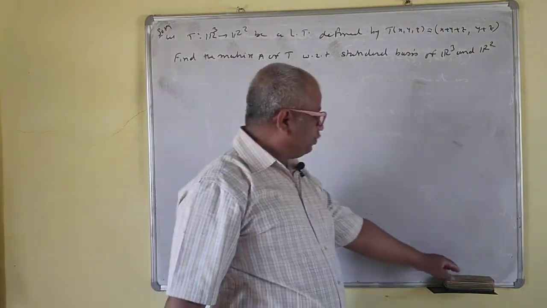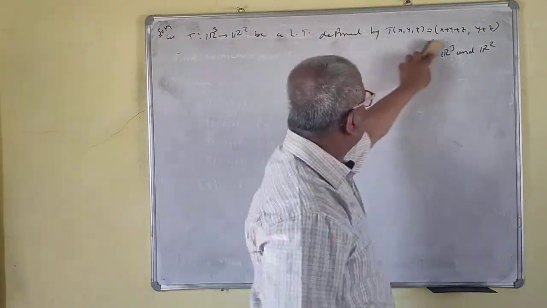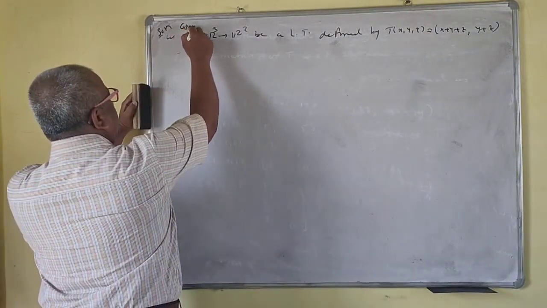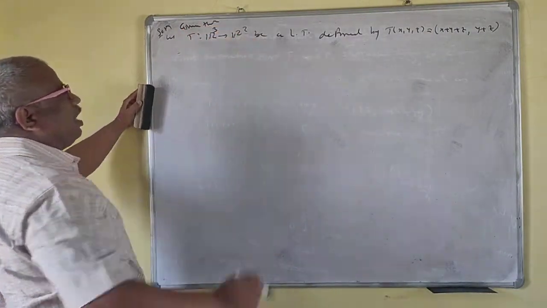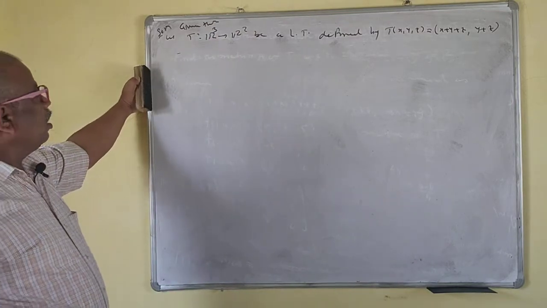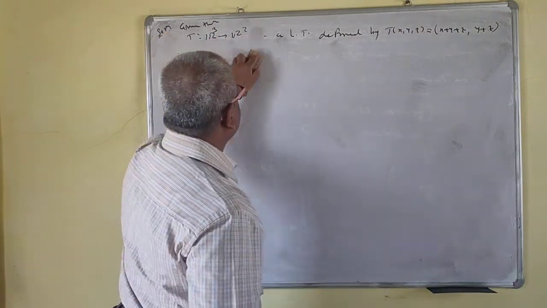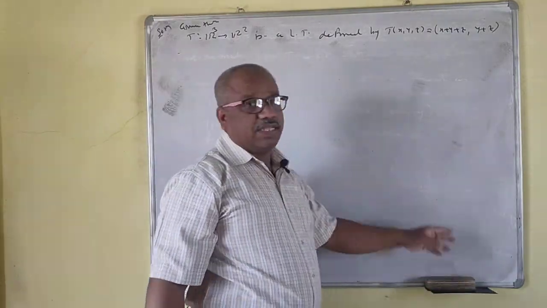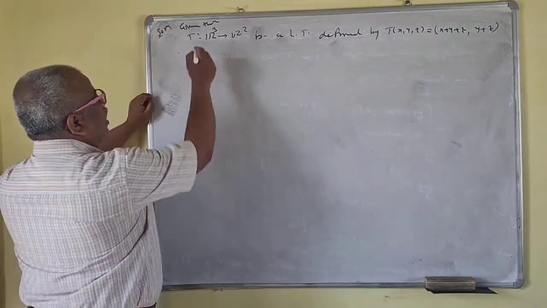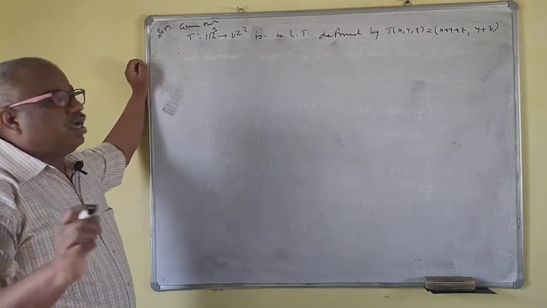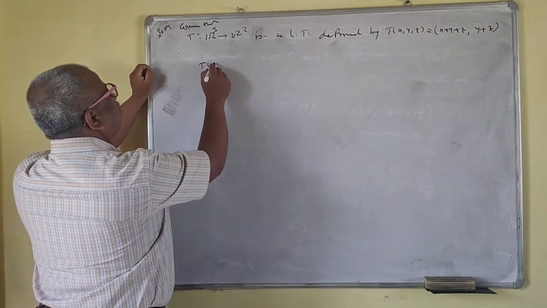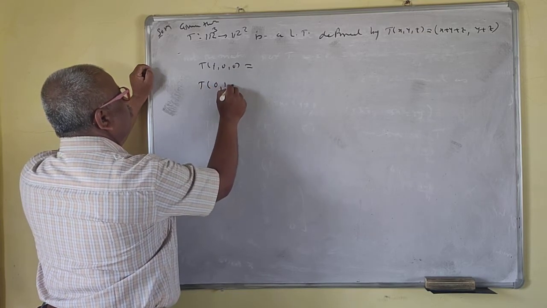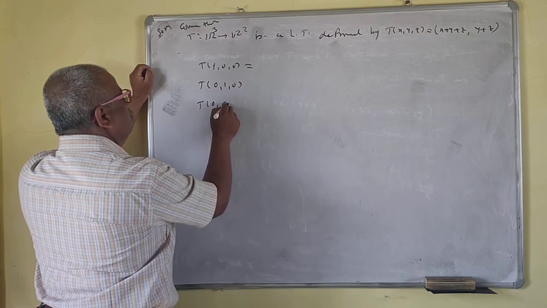Given that T from R3 to R2 is a linear transformation defined by this formula. The standard basis of R3 is e1, e2, e3, so directly you can write it. Before that, we will find the values T(1, 0, 0), T(0, 1, 0) and T(0, 0, 1).